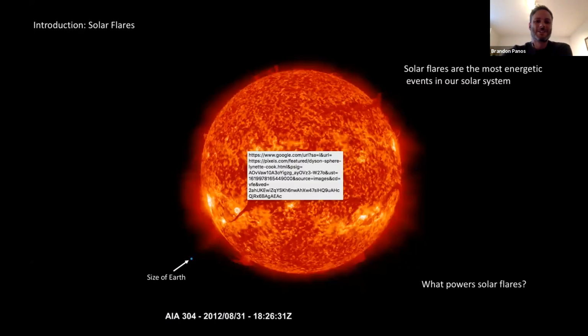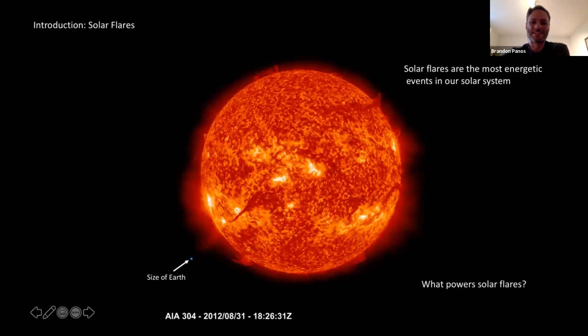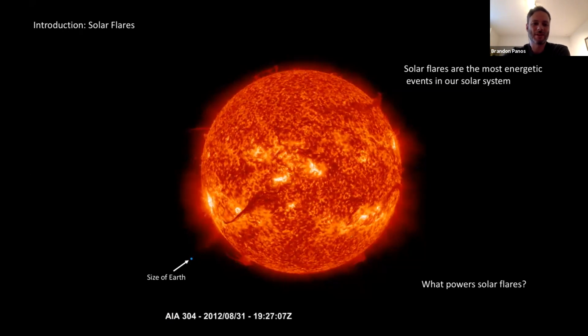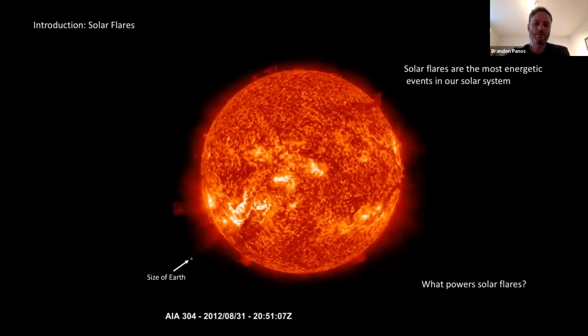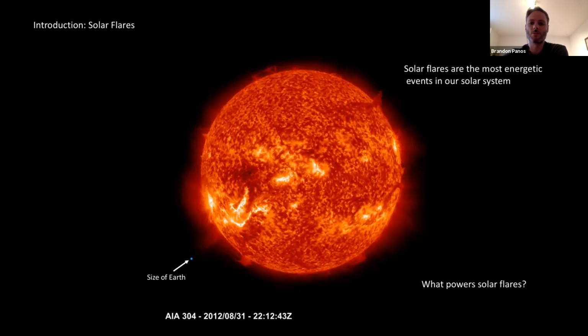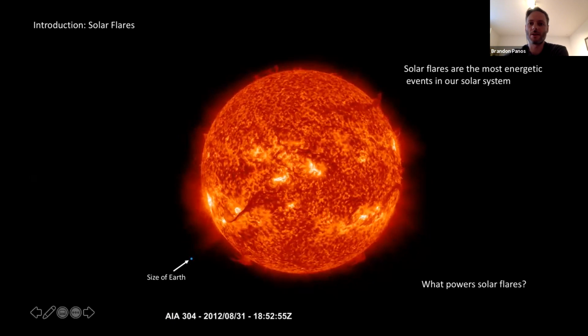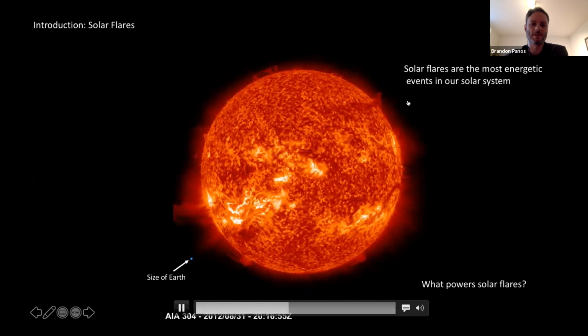So just for some context, this is the sun. I'm sure you're familiar with it. And in the lower left, there's the size of the Earth, just for some context, not the position, which you will see is important now. And at some point, the sun can erupt and expel a huge amount of material and plasma into space. So the question is, what powers these events? And they are, in fact, the most significant and powerful events in our solar system.